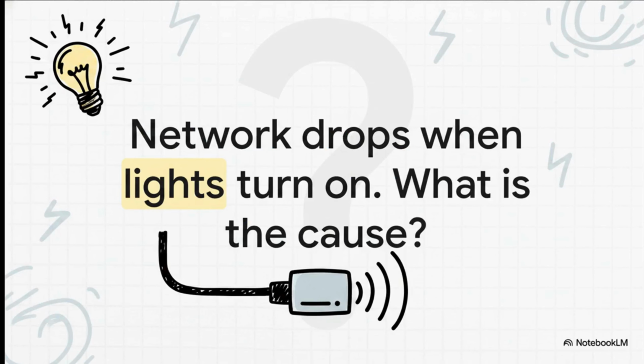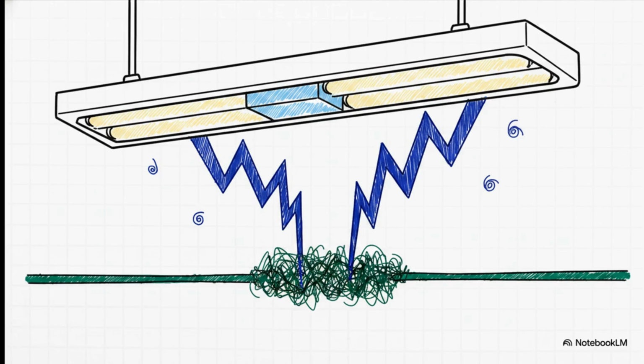Here's the scenario. Network drops happen only when the office lights turn on. What's the cause? Yup, you guessed it. It's EMI from those fluorescent lighting ballasts. Classic CompTIA trap right there.